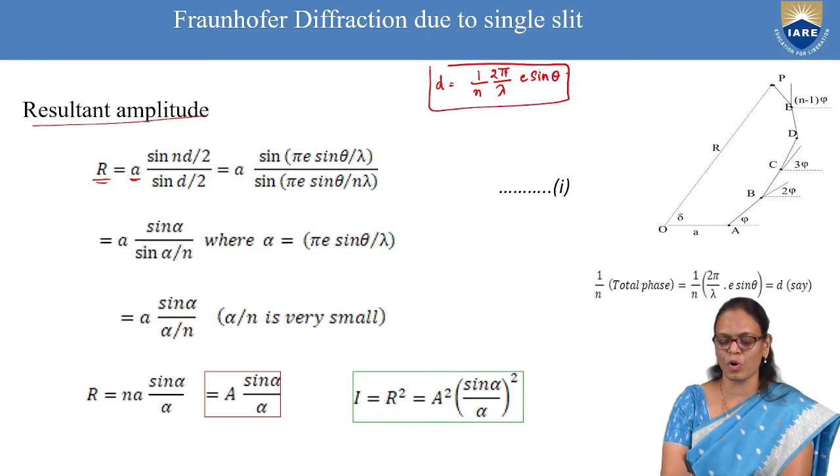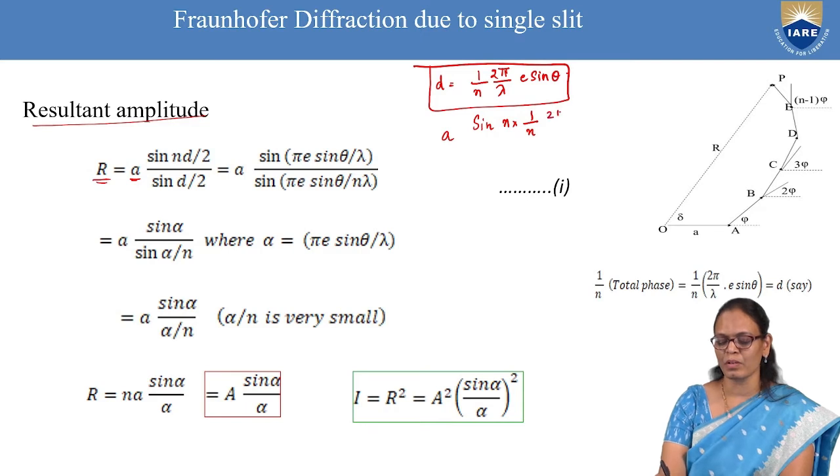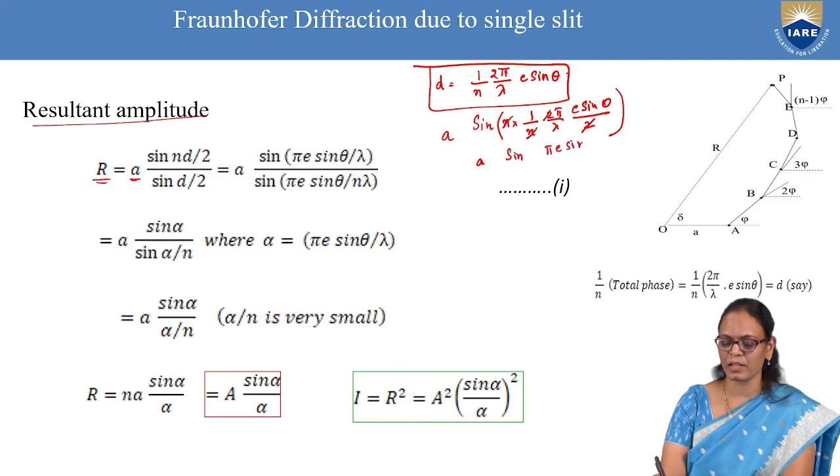This we have named as small d. So sin A sin(nd/2) upon sin(d/2). Let us substitute for d/2. So when we write, A is there, sin(n × d/2). What is d? d = (1/n)(2π/λ) e sin θ. So the 2 and 2 will get cancelled, n and n will get cancelled. What we are left with is A sin(π e sin θ/λ) in the numerator, and in the denominator we simply have sin(d/2).